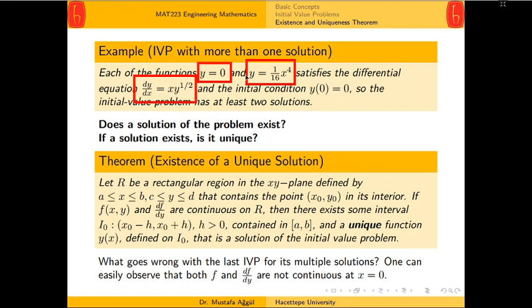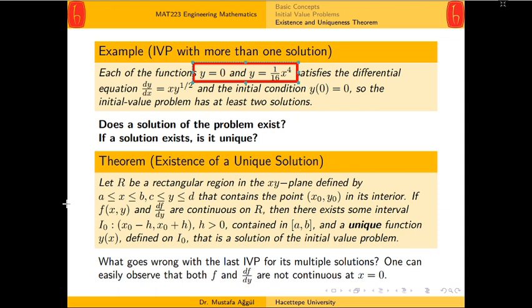Then we have an ODE and its two solutions. So then a problem arises: does a solution of a problem exist? Given any initial value problem, can we really find a solution? The next thing is, if a solution exists, is it unique? So this question will be answered next.